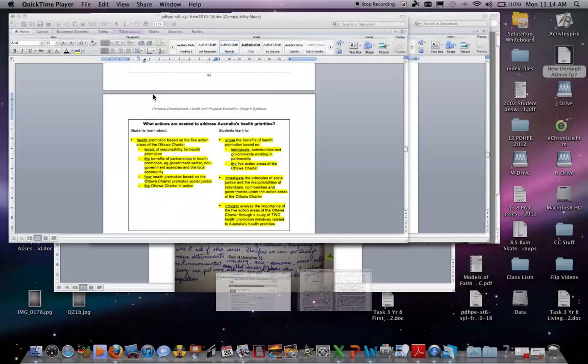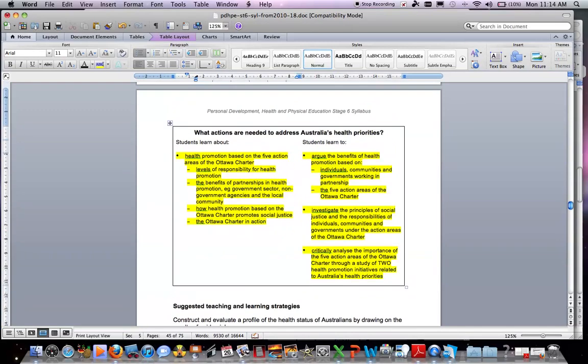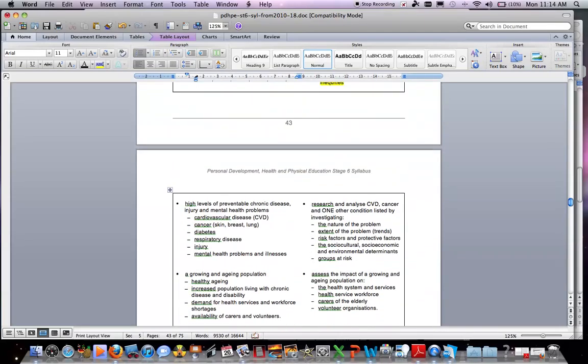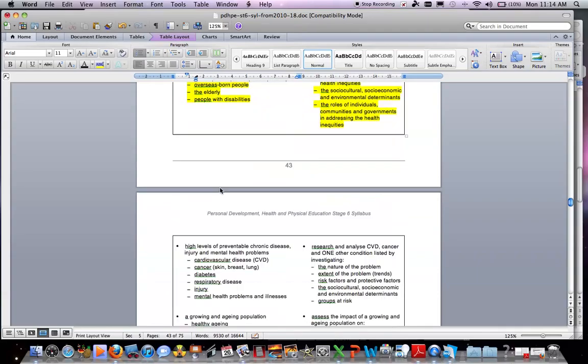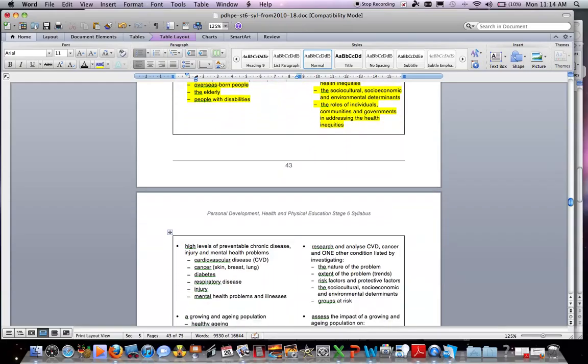If we look at the syllabus and see where that particular section comes from, it comes from the section here where high levels of preventable chronic disease, injury, mental health problems, cardiovascular disease, in particular skin cancer, lung and breast are the areas we need to look at.